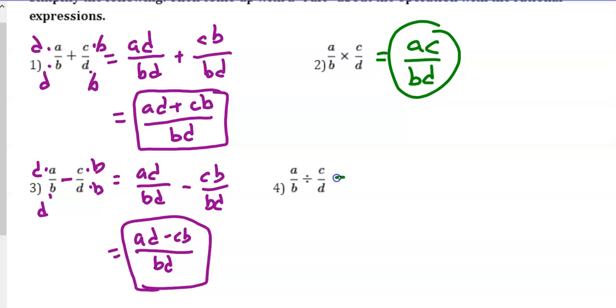However, division turns into multiplying by the reciprocal. Now I follow the exact same properties, numerator times denominator, so AD over B times C, denominator times denominator.